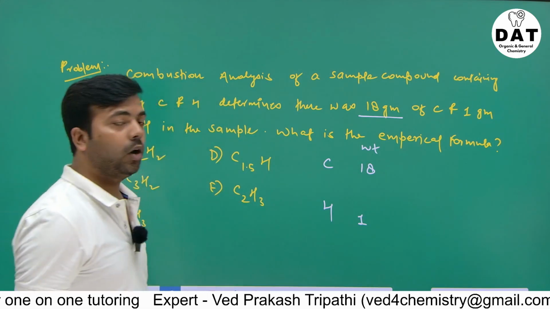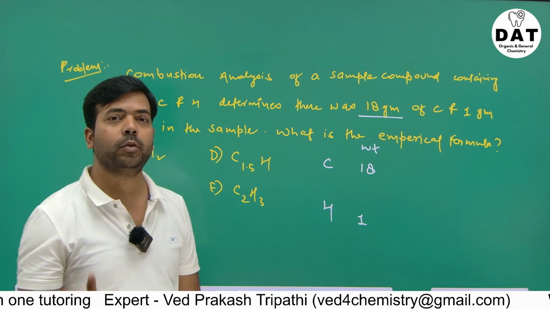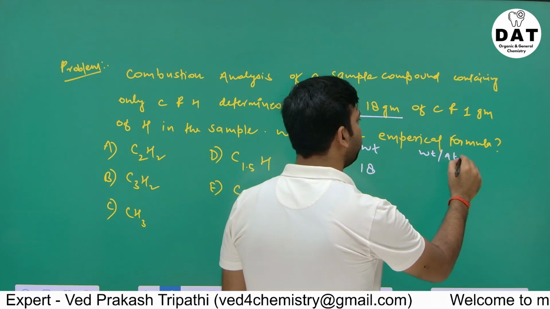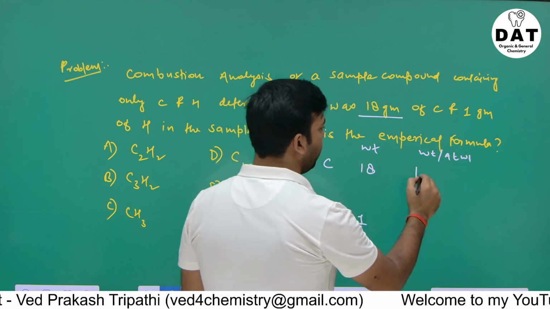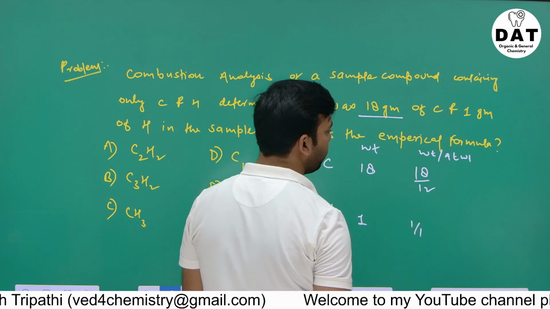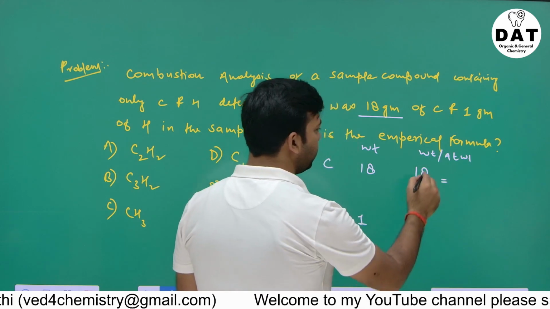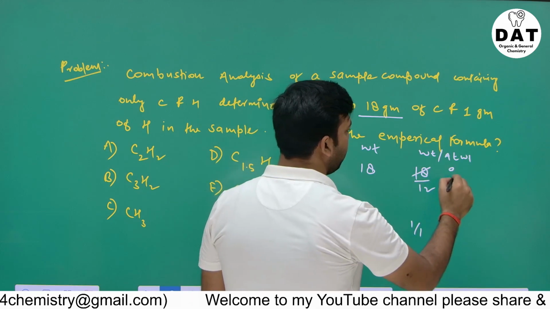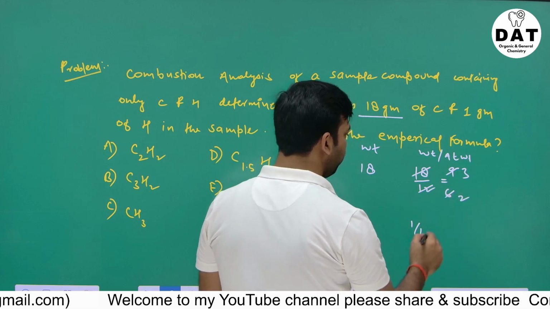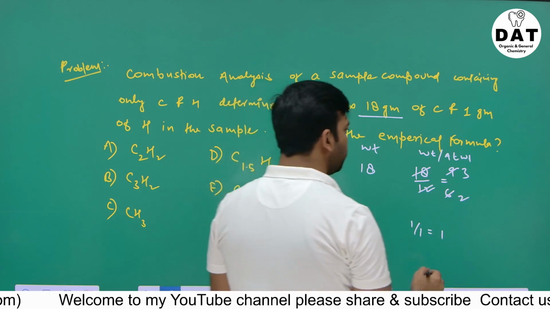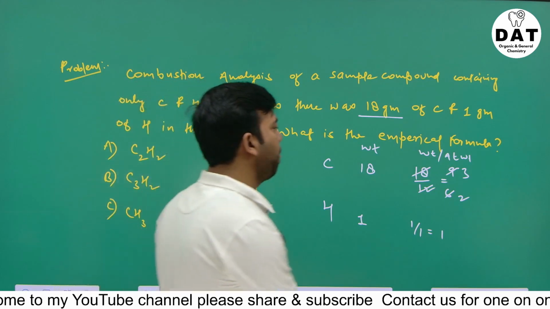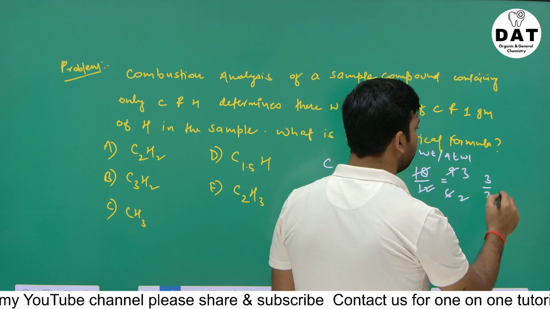So what we have to do now? Weight upon atomic weight, the ratio. So weight is 18, atomic weight is 12, and weight is 1, atomic weight also 1. Once you solve this, 18 divided by 12 gives 3 by 2, and this is 1. But again, this is a fractional value, 3 by 2, and how can we eliminate 3 by 2? So look, this is the ratio 3 by 2, and this is 1.